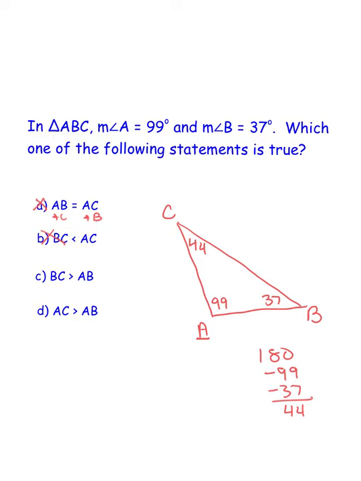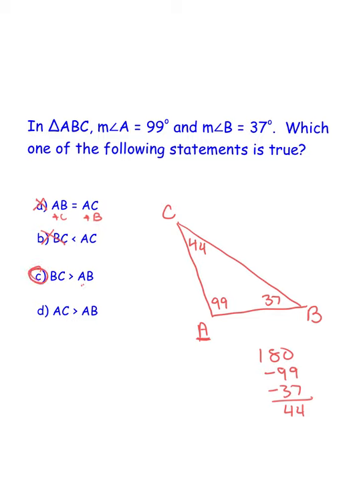If I look at choice C, it says side BC. If I look at the picture, side BC is opposite the biggest angle. It is the biggest side. So BC has to be bigger than side AB. And this is opposite the 44, so this is in fact true.